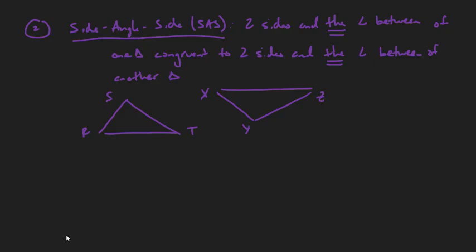Okay, so in this picture, I need to know that 2 sides are congruent amongst the 2 triangles. So let's put one here and one there. All right? And let's put a second pair of sides. Let's put double marks here and here. So we're going to write this down in a second. But now, which angle is the angle between those sides?